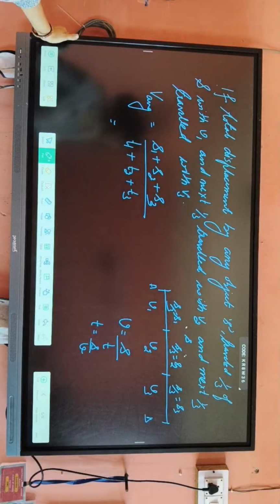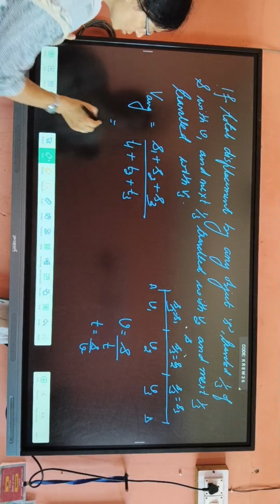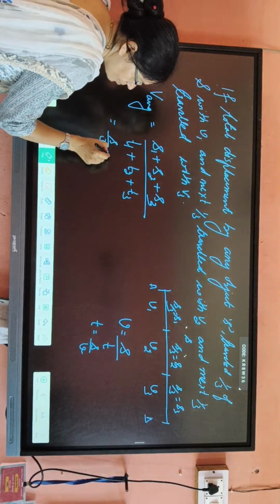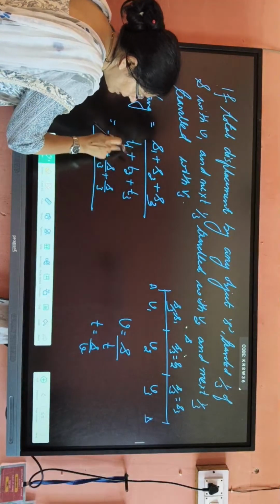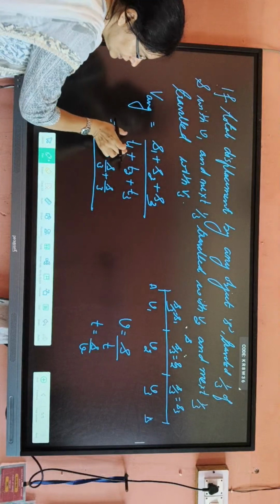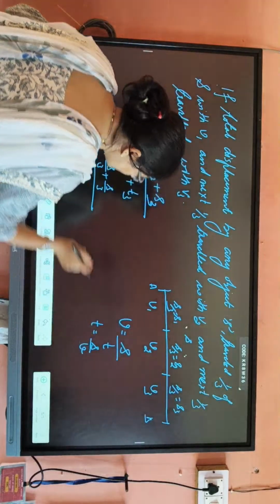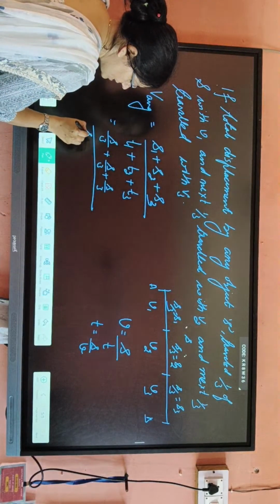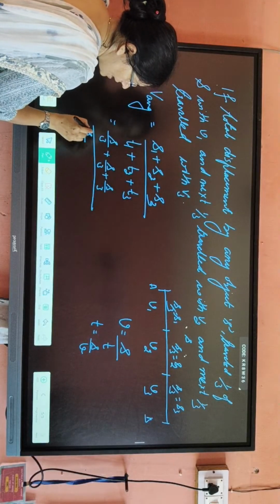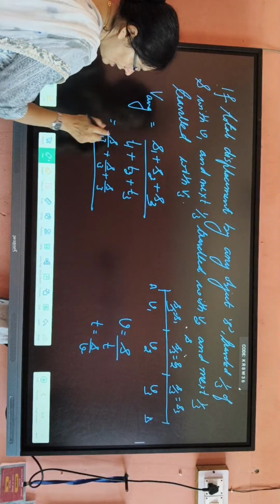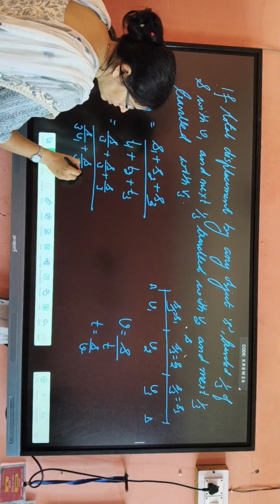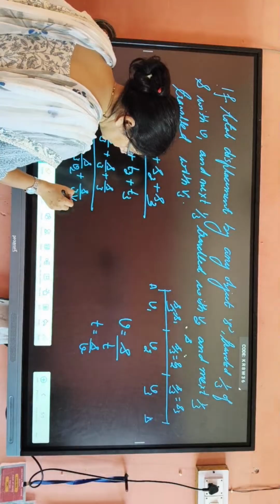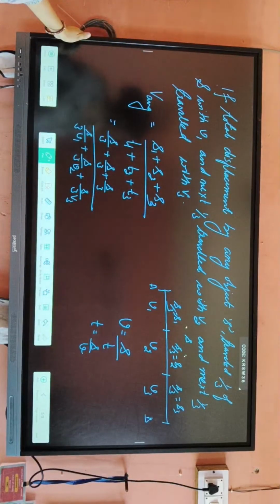So if the time is not given, how can we write it? s1, s2, s3 are all equal to each other, all are equal to s by 3. So we can write s by 3 plus s by 3 plus s by 3, divided by t1 plus t2 plus t3. t1 equals s1 by v1. So s1 is given as s by 3, and v1 plus s by 3 by v2 plus s by 3 by v3. Put the values of t1, t2 and t3 from here.